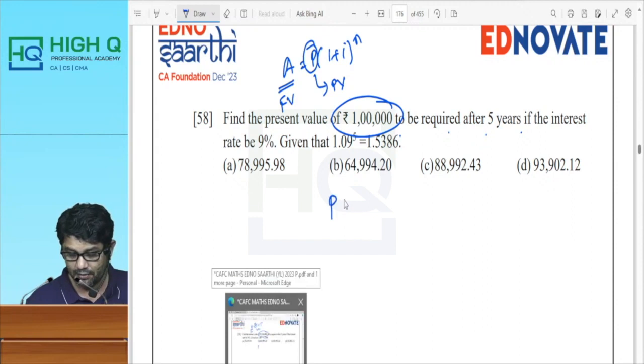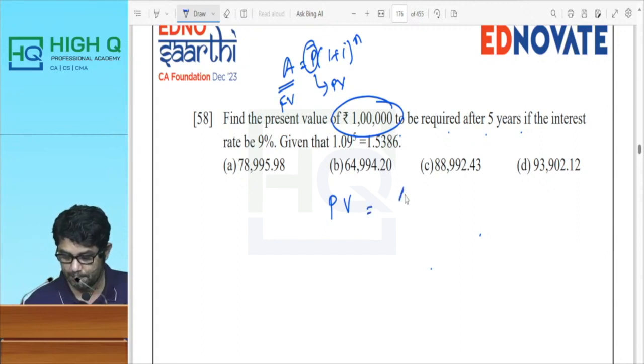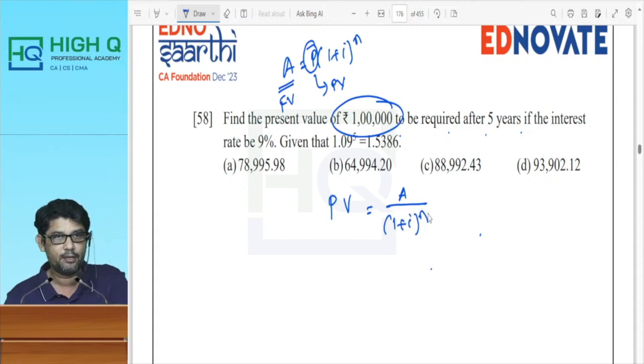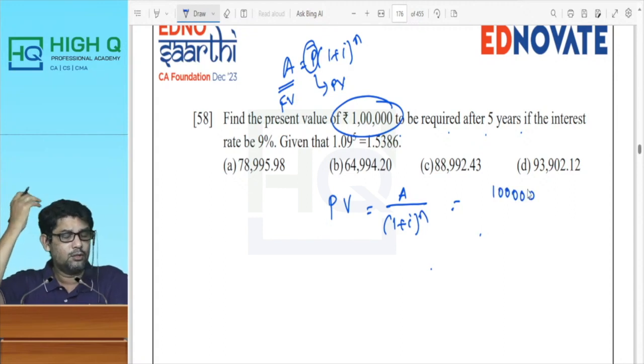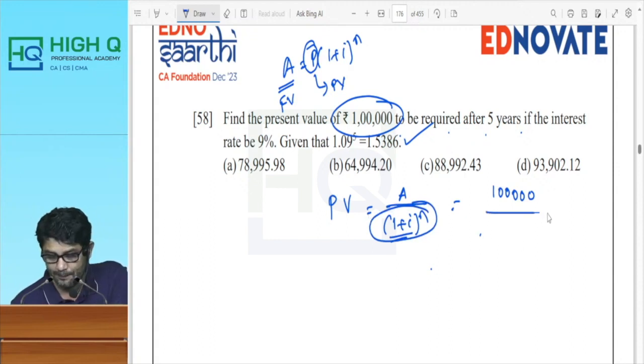So what is the present value formula equal to? Present value formula is simply A by (1 plus i) whole power n. I think everyone knows it. Am I right, my dear? You know what is the amount? 1 lakh. I want you to do this mentally, not by writing these things. 1 plus i value is already given to you. 1 plus i whole power n value is given to you. You need to simply substitute.